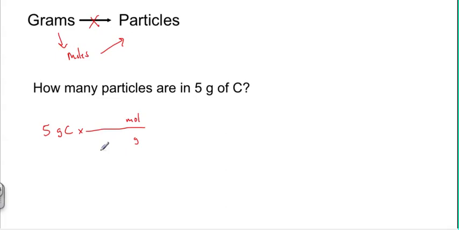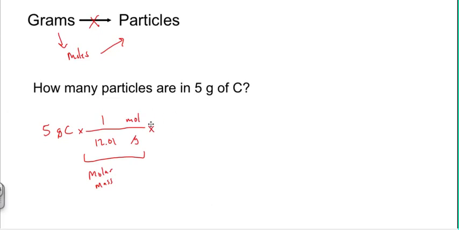And right off the bat, you should notice if there's a grams per mole, this is going to be molar mass, or formula mass. And so if you remember from a couple slides ago, we just need to look on the periodic table. What's the molar mass of carbon? Well, there's 12.01 grams per 1 mole of carbon. And so the grams will cancel.